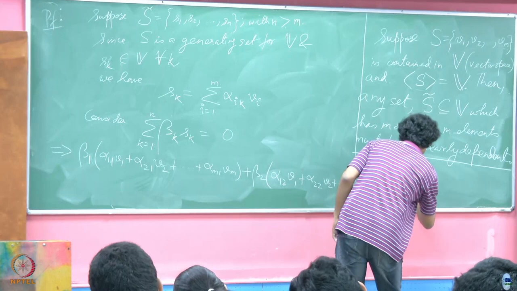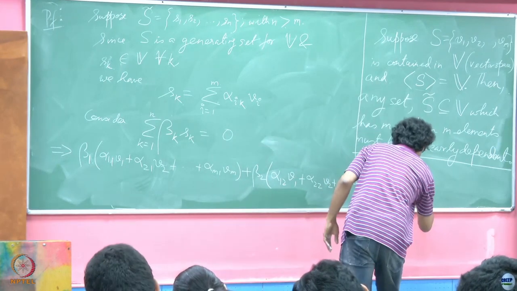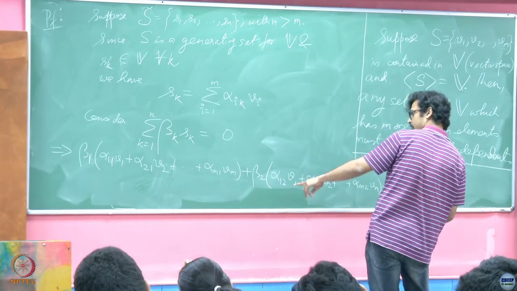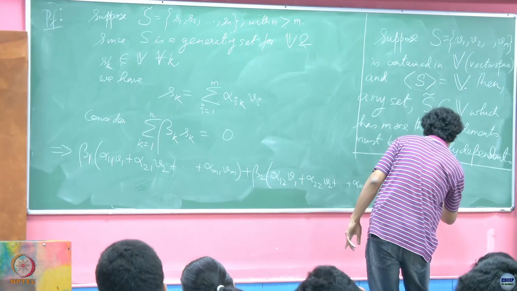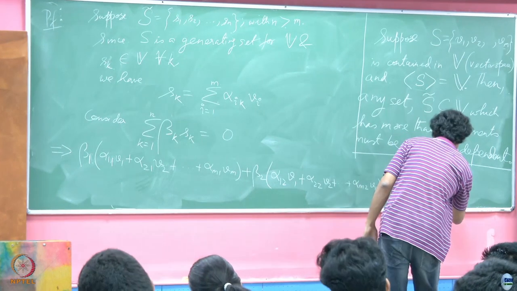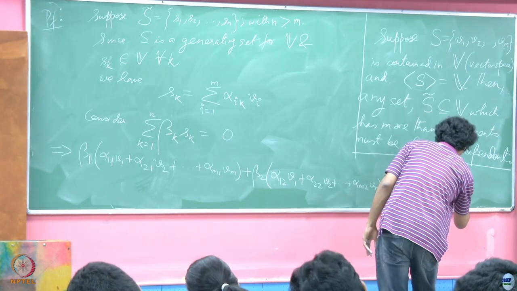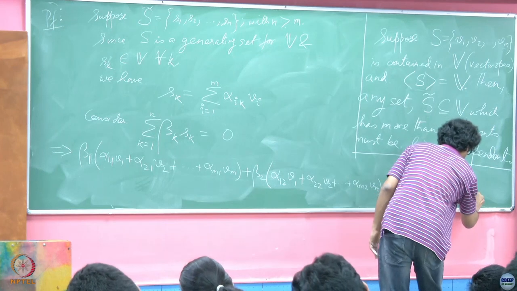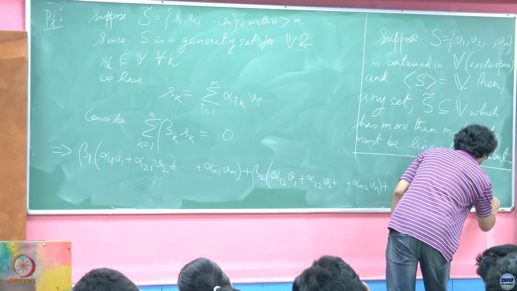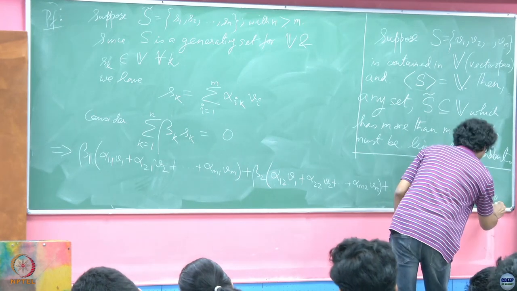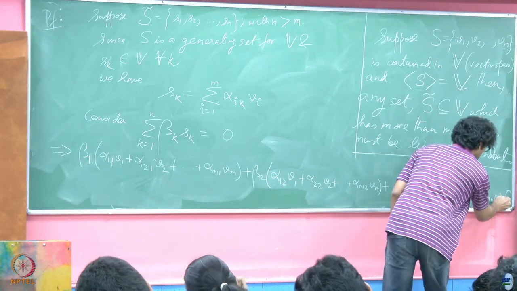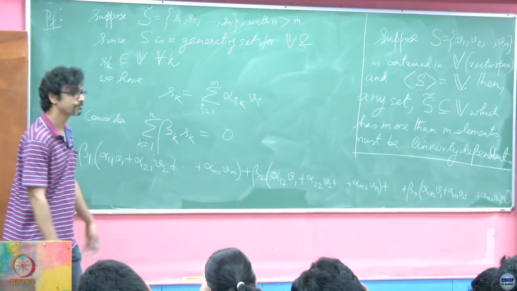And then we have beta n times alpha 1 n v1 plus alpha 2 n v2 plus dot dot dot, the ellipsis, then alpha m n Vm. This must equal 0. Yeah?